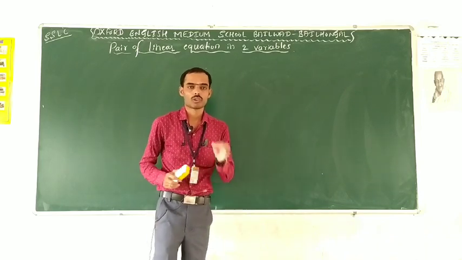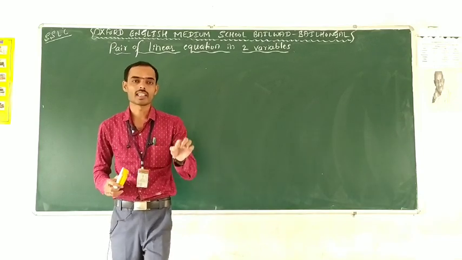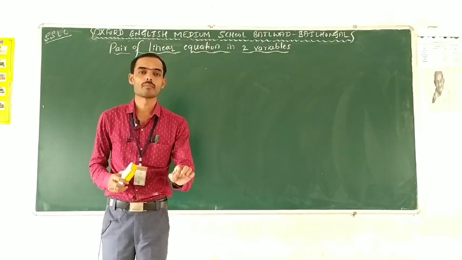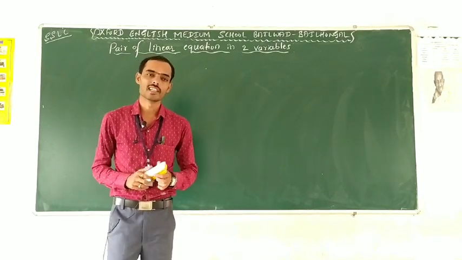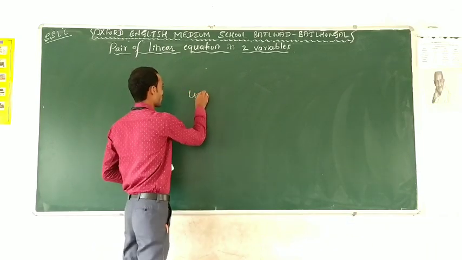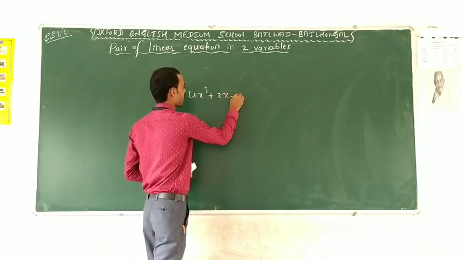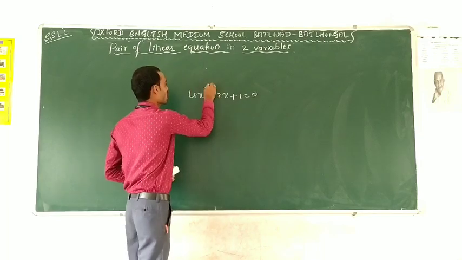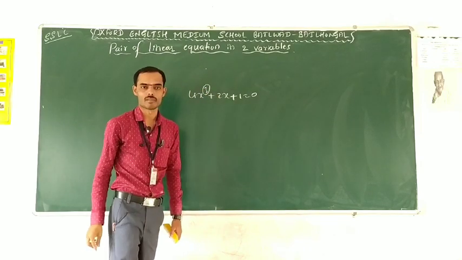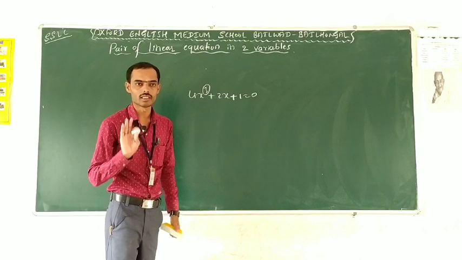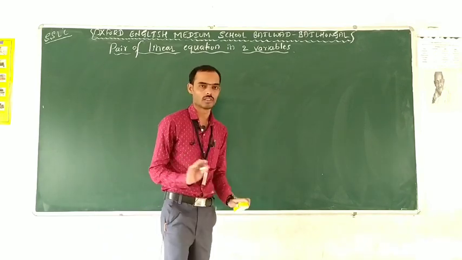First of all, degree is nothing but what? The highest exponent of the polynomial is called the degree. For example, 4x cube plus 2x plus 1 is equal to 0. The highest exponent is 3. Therefore, the degree is 3. So this is the first one, degree.